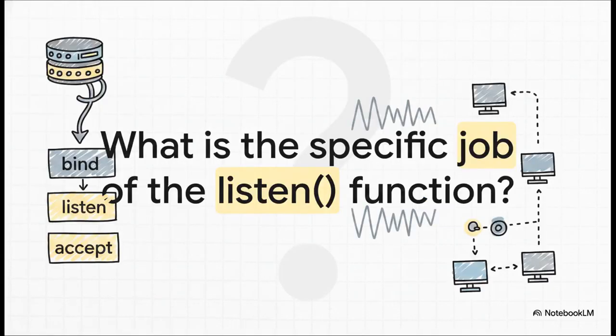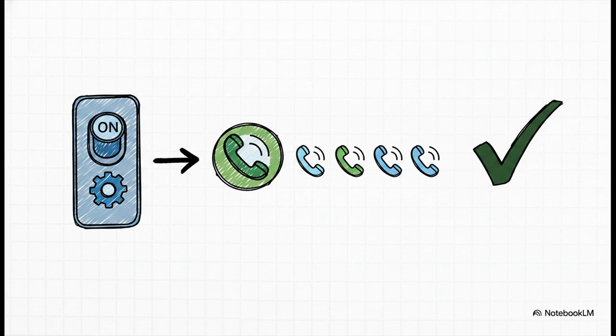And for our last question, let's zoom back in on that server setup sequence. We have those key functions: bind, listen, and accept. What is the specific one and only job of the listening function in that chain? That's right, the answer is B. It puts the socket into a passive listening mode.